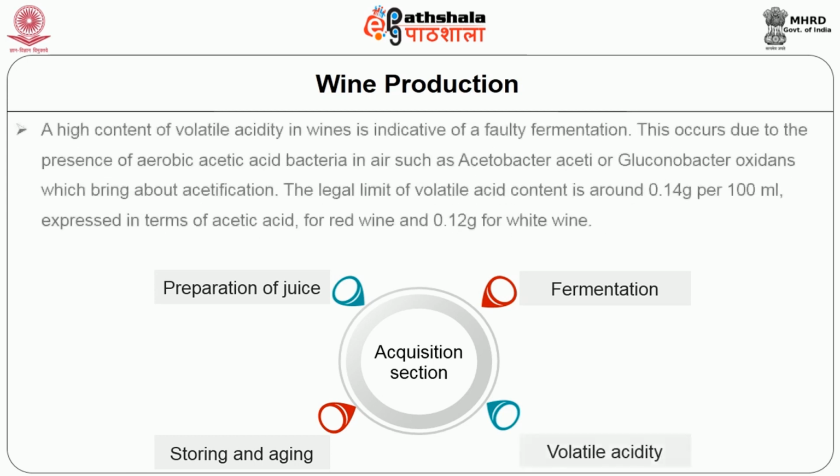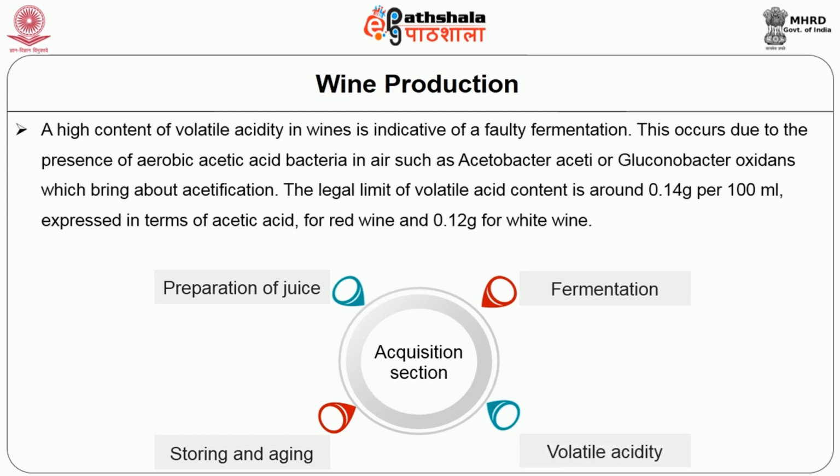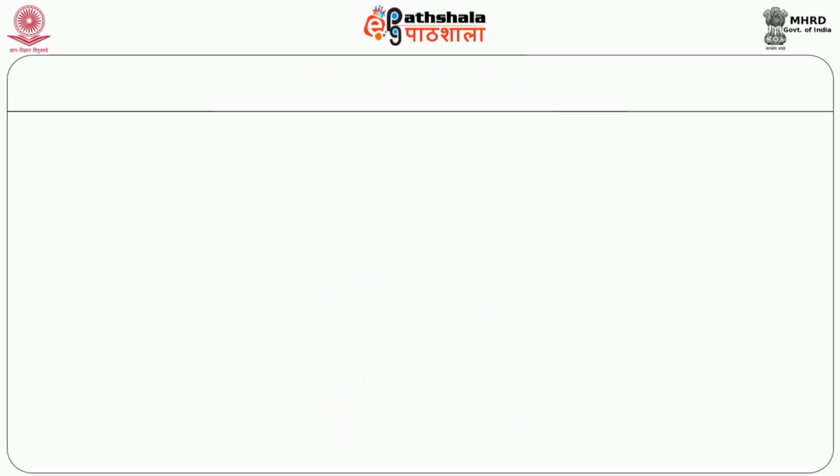And the fourth one is the volatile acidity. A high content of volatile acidity in wines is indicative of a faulty fermentation. This occurs due to the presence of aerobic acetic acid bacteria in air, such as Acetobacter aceti or Gluconobacter oxydans, which bring about acidification. The legal limit of volatile acid content is around 0.14 gram per 100 ml expressed in terms of acetic acid for red wine and 0.12 gram for white wine.